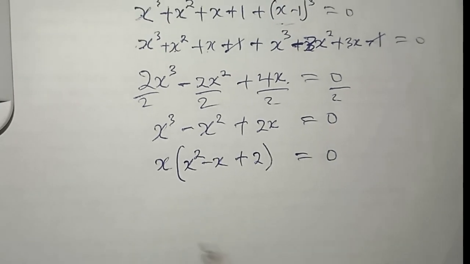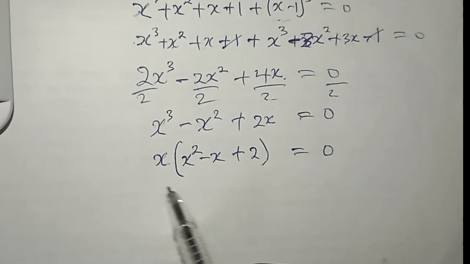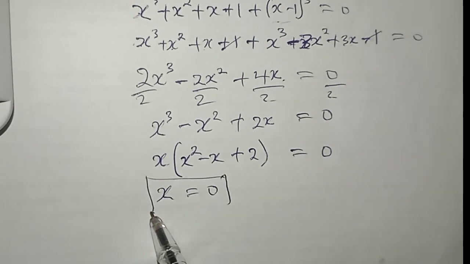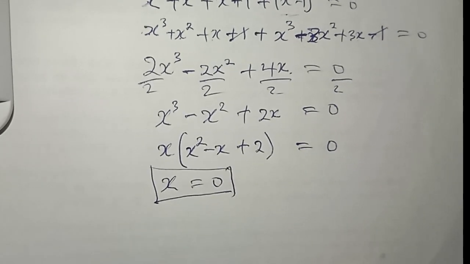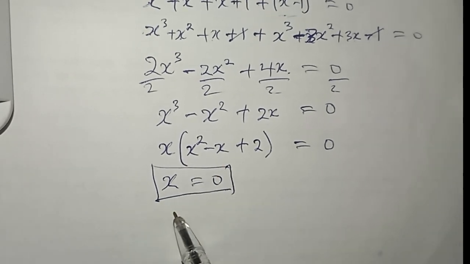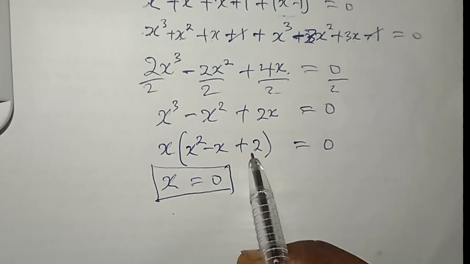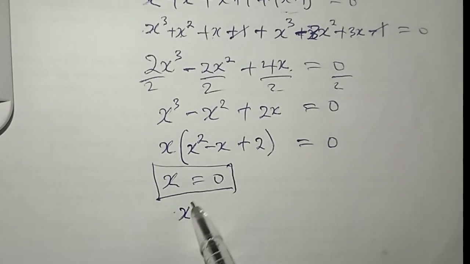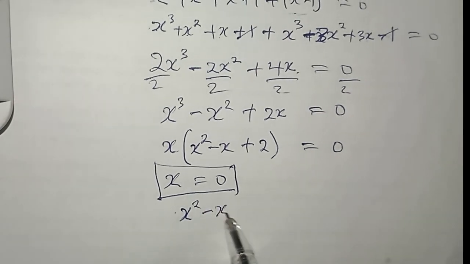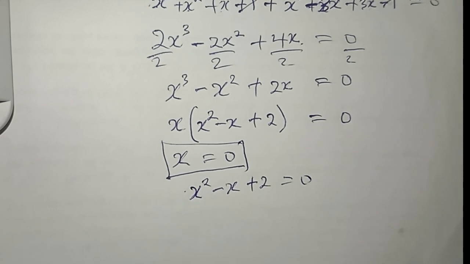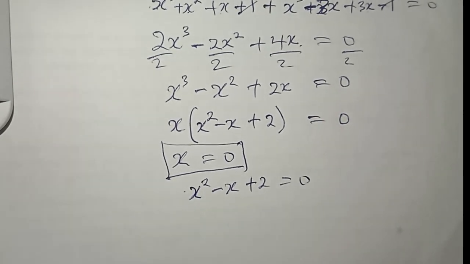So again, applying the zero product rule, you can see clearly that here x is equal to 0, and that's going to be the second solution we are getting for this equation. Okay, and then we can go ahead to solve the remaining expression right here, and that is x squared minus x plus 2 is equal to 0. So this is where we're going to be getting the remaining solutions.